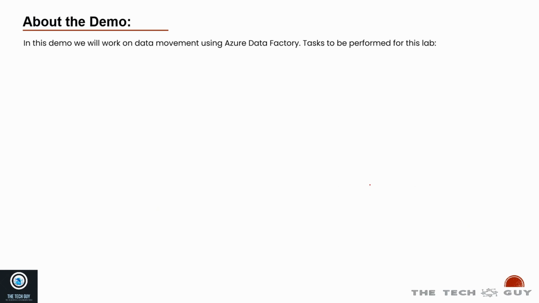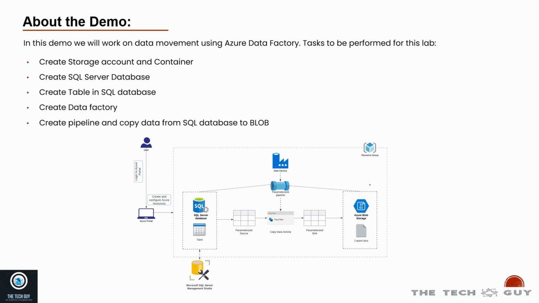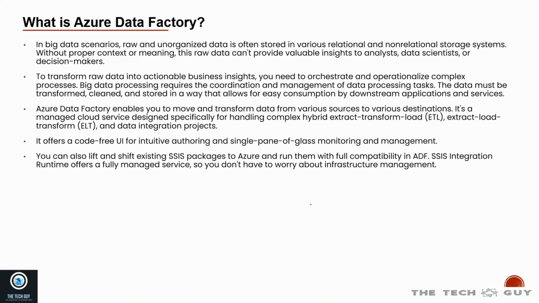Now, what will we cover in this video? What is this demo about? First, we will create a storage account and container because we are using it as a source. And then we will create our SQL Server database and a SQL table, which we will be moving to the container. After that, we will create a data factory and the pipeline. The pipeline will copy data from the SQL database to the blob. So this is the overall workflow that will happen. We'll create a SQL database, we'll create a storage blob, and then we'll use the data factory pipeline to move data from the SQL database to blob.